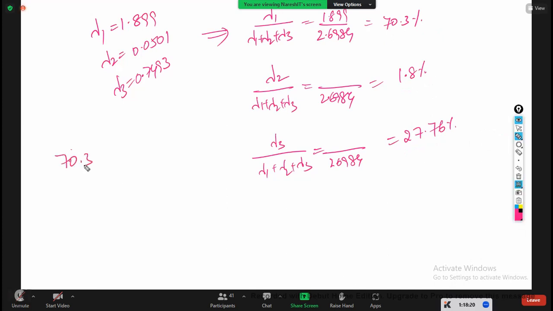70.3 weightage first, next 27.7 second one, next 1.8. Now, if I add these two, what is the weightage of these two? Which is almost close to 98%. This is having 2% weightage, out of 100% of weightage. Out of these two columns only contributing 98% weightage. So I'm going to drop this column.